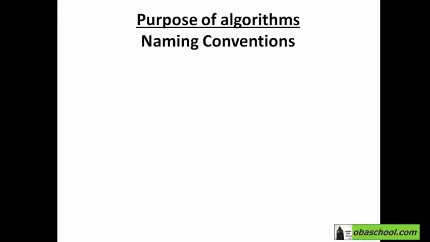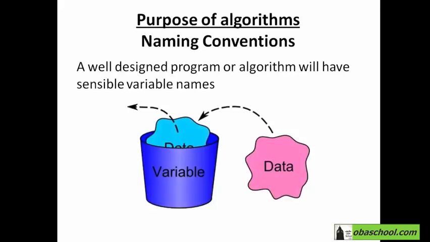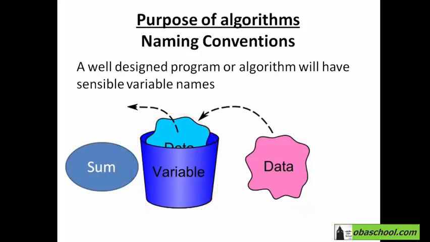Now let's talk about the naming conventions. A well-designed program or algorithm will have sensible variable names. So for example, when we have a variable called sum, first of all we have the data that we input into this variable. And in this case, we will be calling this variable sum. That means we understand that we can add inside of it. So this is the naming convention. Simply, we have data that we input into a certain variable, and we can name the variable with any name that ties the data to it.